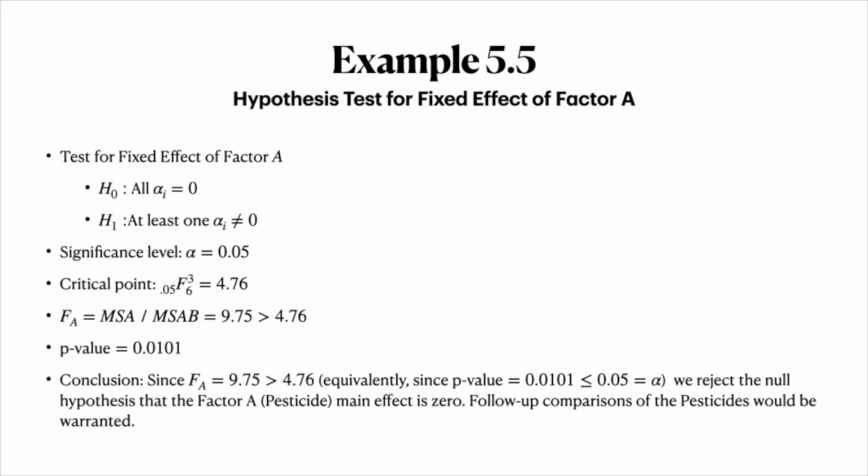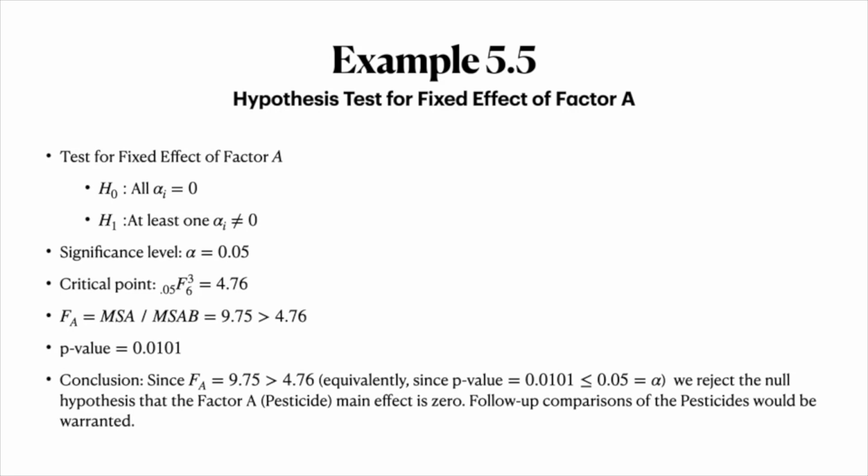Okay, so next, let's look at the hypothesis test for the fixed effect of factor A. And so the null hypothesis is that all the alphas are 0 against the alternative hypothesis that at least one of the alphas is non-zero. We're going to use a significance level of 0.05. The critical point is the upper fifth percentage point of the F distribution with 3 numerator degrees of freedom and 6 denominator degrees of freedom.